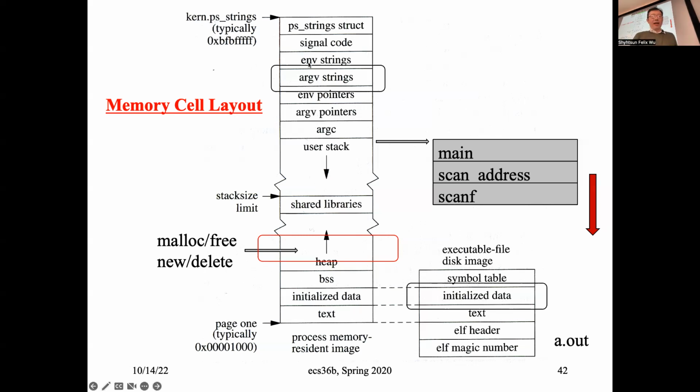So for example, you have a function called main. Main calls another function called scan address, and scan address calls another function called scanf. Essentially, the user stack grows in that direction as you call, and when you return back, what does that mean? Main called another function, and then I call yet another function. When I finish this function, I return, so this memory is gone. And I call another function, then I use that space.